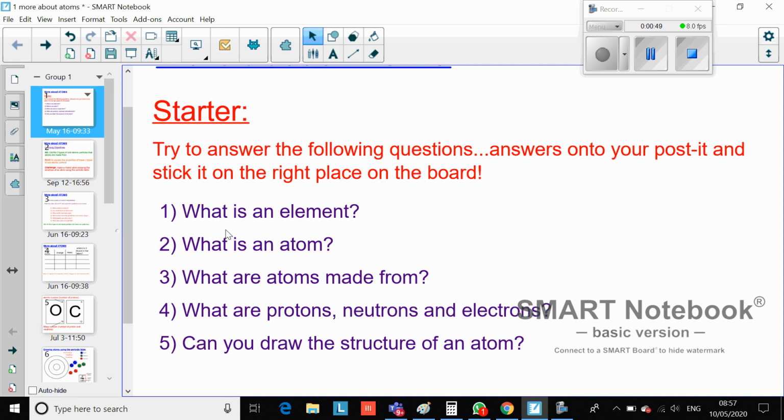So for example, what is an element? Based on what you've learnt in chemistry earlier in the year, what is your understanding of what an element is? And then the same with the atom, what they're made from, and can you draw the structure of an atom? So where our knowledge already lies, try and do that now, but try and leave a little bit of space to update your answer as you learn stuff today. Okay, so pause the video and do that now. That'll probably take you about 5 minutes.